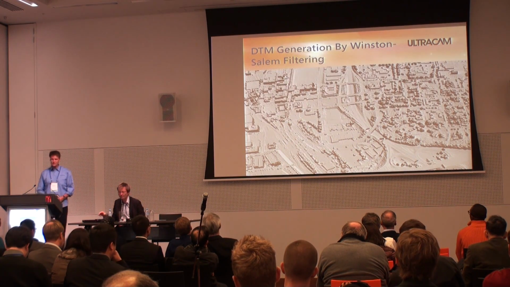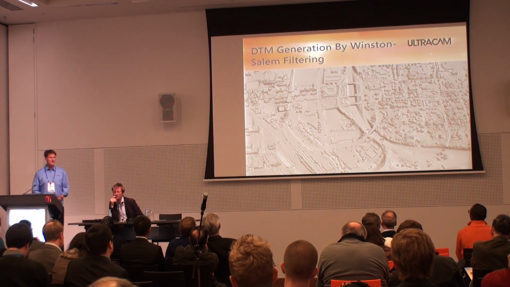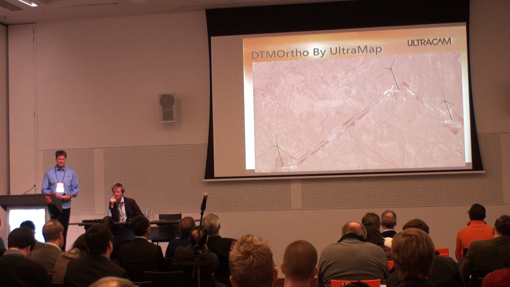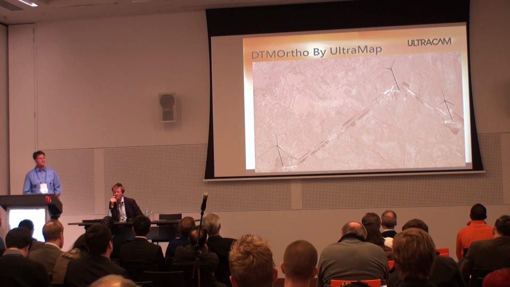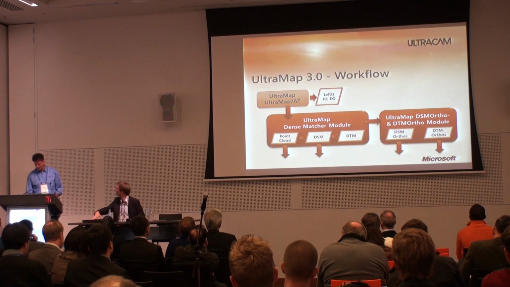And then the next step is, of course, we have the surface model, we filter the surface model into a terrain model, and then when we use this terrain model and apply the images, then we come to the classical ortho image. And that's a workflow we are currently demonstrating at the show, completely new additional modules.